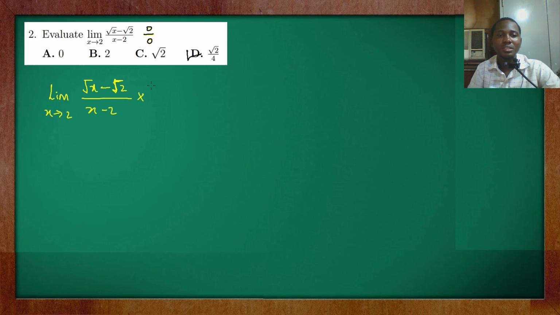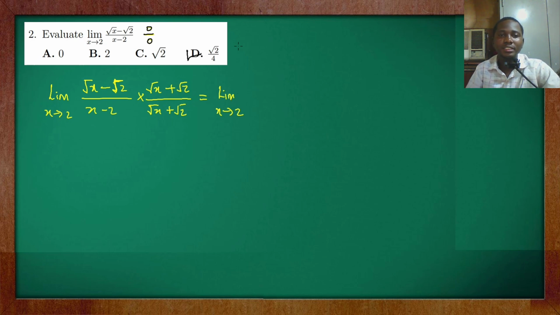So if we do that, what are we going to have? We are going to multiply the numerator by square root of x plus square root of 2, and also divide it by square root of x plus square root of 2. Here we have not done anything, because this will still give us 1. Okay, now if we do this, what are we going to have? That means we are going to have the limit as x tends to 2. So here, if we multiply this expression with this expression, what are we going to have?